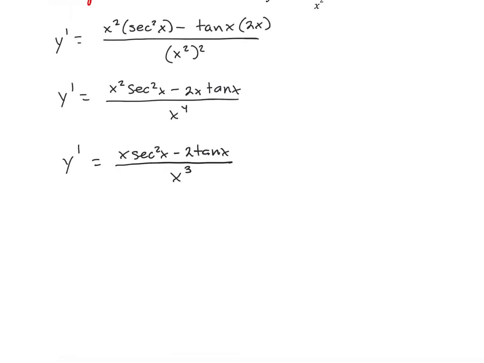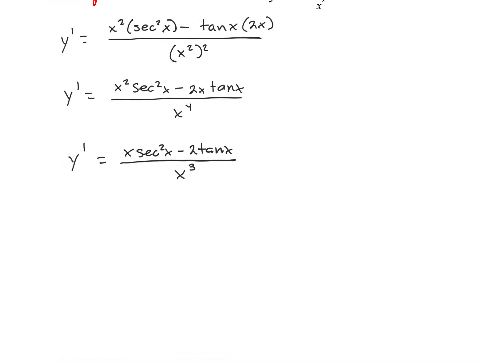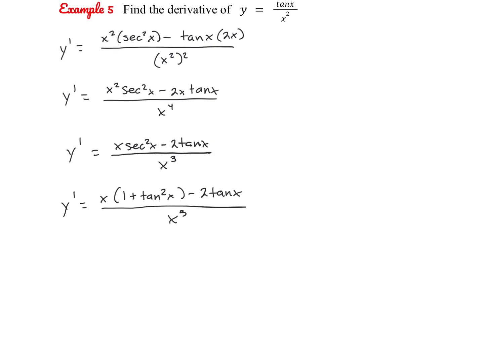If you want, you could try to rewrite this a little bit more. We know that secant squared is 1 plus tangent squared, just to make the same trig function throughout. So it would look like this, and then maybe we just distribute the x, and then we rewrite everything in descending order. So we would have x tangent squared of x minus 2 tangent of x plus x, all over x cubed.